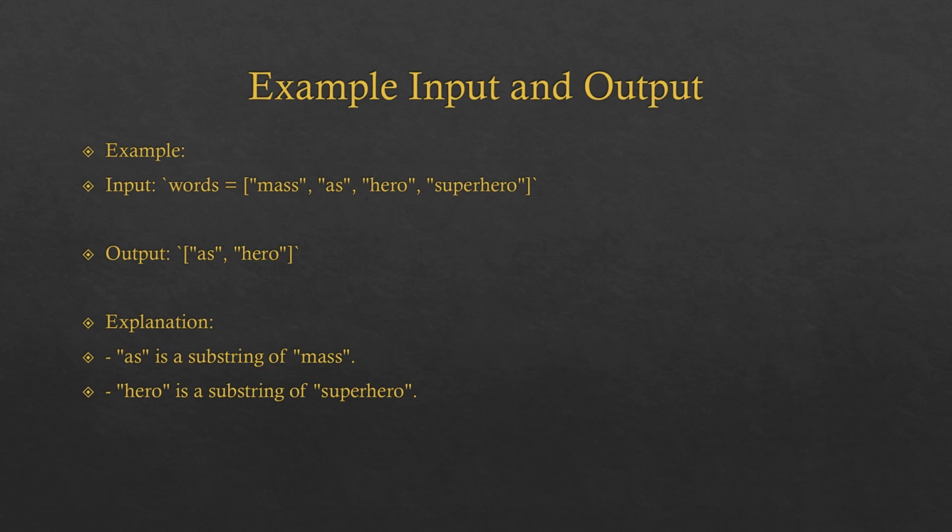Consider this example. Given the input array words which has the elements mass, as, hero, superhero. The output is as, hero. Here's why. The string "as" is a substring of the word "mass" and "hero" is a substring of "superhero". These results demonstrate the problem's requirement to find and isolate substrings effectively.